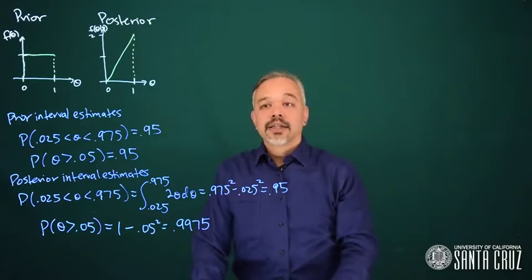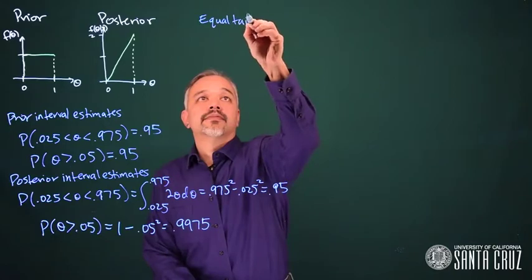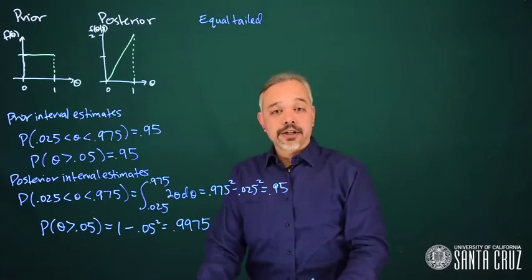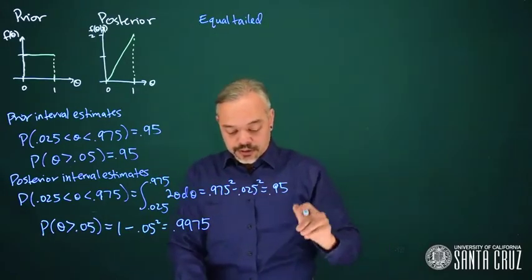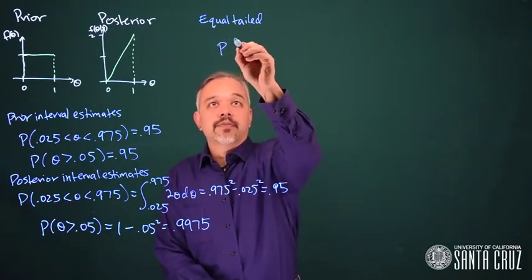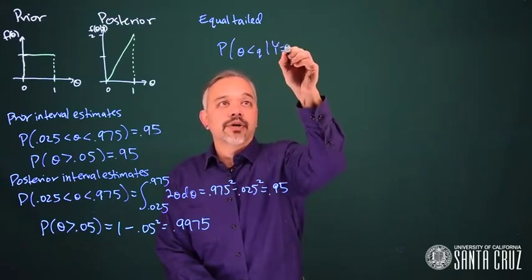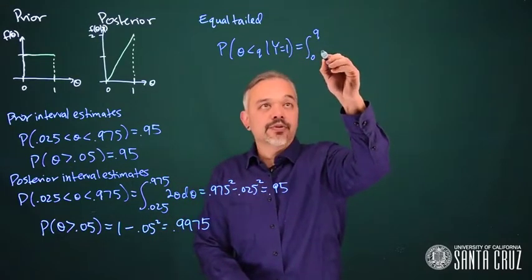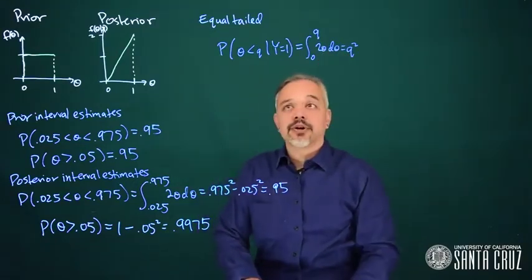intervals. In the case of an equal-tailed interval, we put an equal amount of probability in each tail. So to make a 95% interval, we'll put 0.025 in each tail. To be able to do this, we're going to have to figure out what the quantiles are. So we're going to need some value q. Say the probability theta is less than q in the posterior, given y equals 1. Here we can get this by integrating from 0 to q, 2 theta d theta. And again, we'll see that's just q squared.